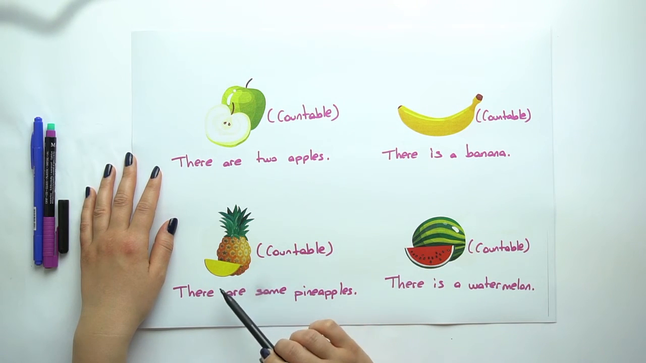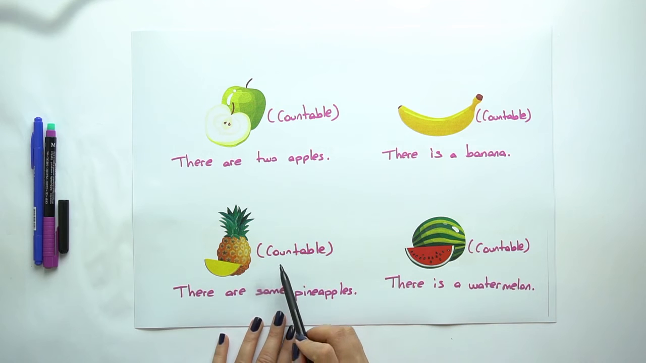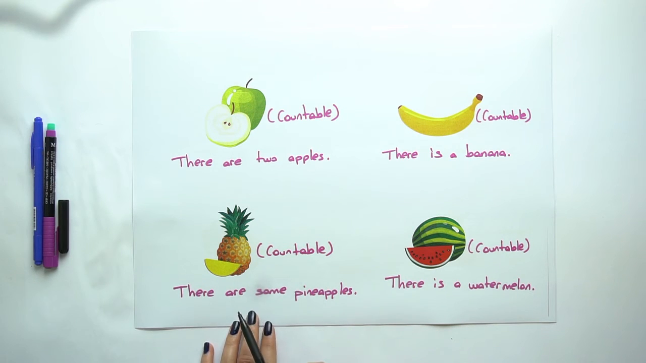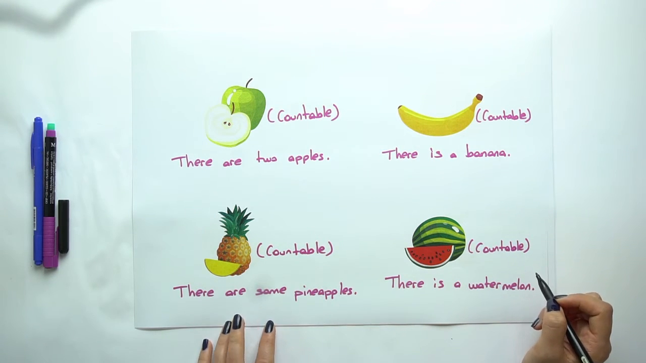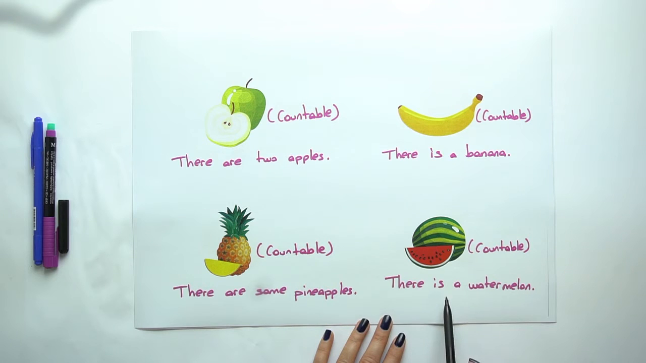Next one, pineapple. Pineapple is a countable noun, so for this one we can say there are some pineapples. As you can see, I use the plural form of it. And next one, watermelon is a countable noun, and we can say there is a watermelon.